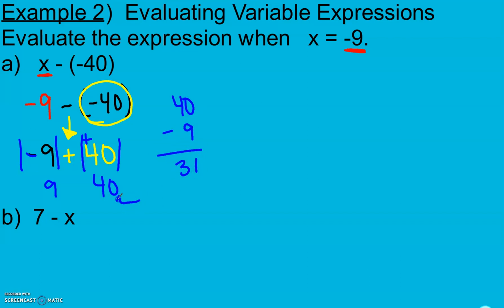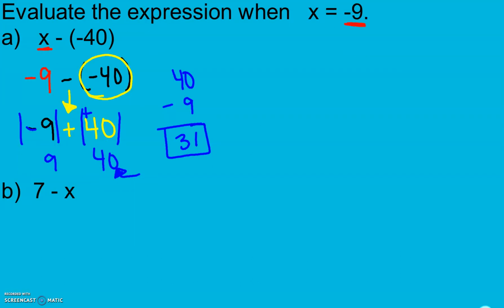And we look, 40 had the bigger absolute value. It was positive, so my answer is positive. Same thing here on B. Everywhere I see an x, I'm going to plug in a negative 9. And I'm going to bring down the rest of my problem.